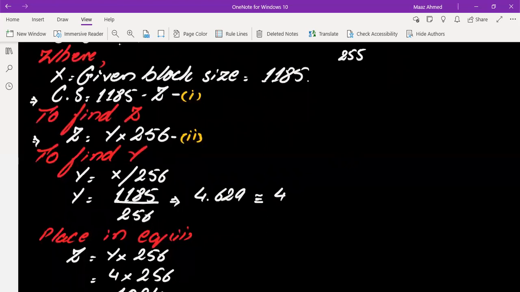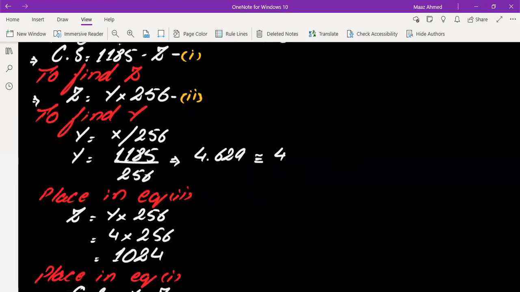Now, x is provided to us, that is 1185. So I just divided 1185 by 256. I will be getting the answer 4.629. But over here, I do need to take the whole number only. Whatever is written after the point, just neglect that. And the 4 will be the whole number over here. Okay. So my value for y is 4.